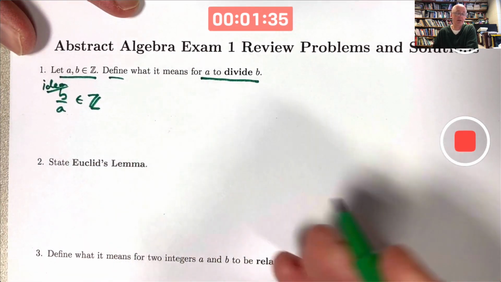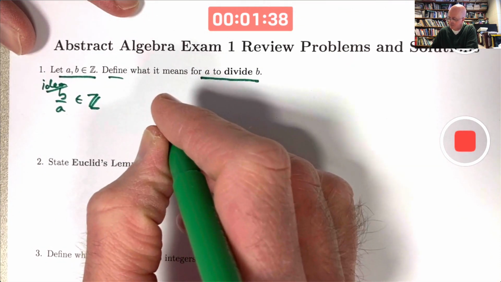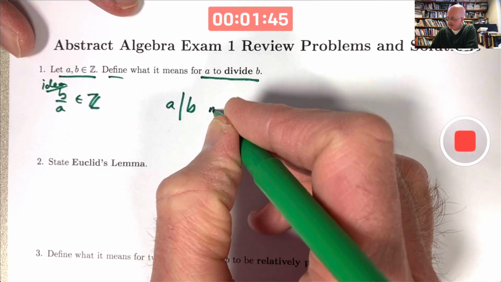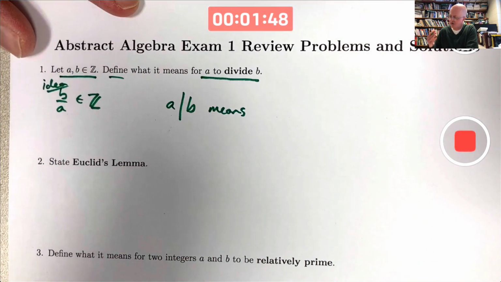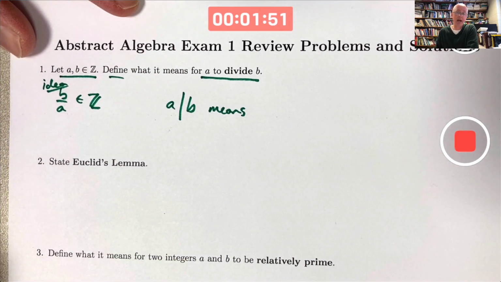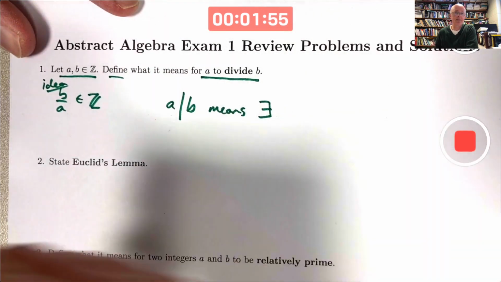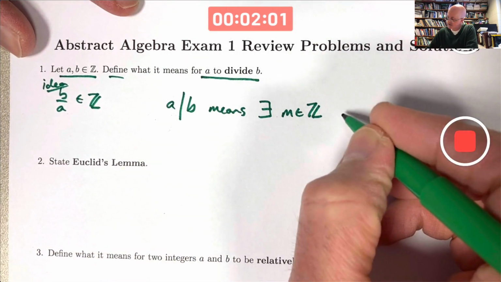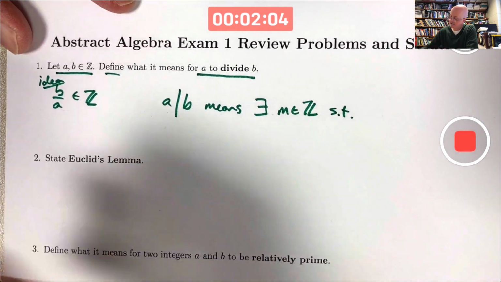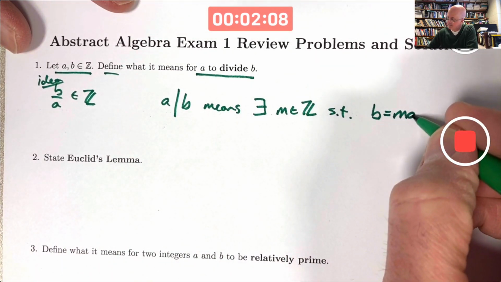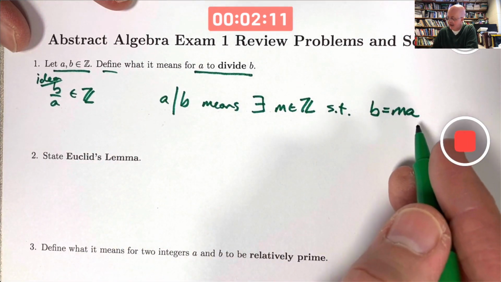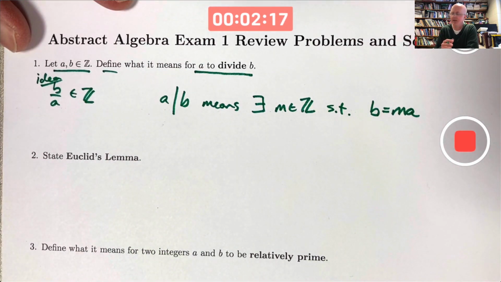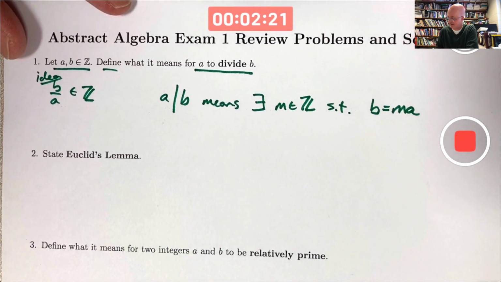Instead, what we want to do is we want to think of it in terms of multiplication. A dividing B, written like this, A with a vertical line, B, means A divides B, means there's some other integer, m, say, where B equals m times A. There exists, a backwards E means there exists, some integer m in the set Z of integers, such that, ST is my abbreviation for such that, B equals m times A. That means A divides B. A is a divisor of B. A divides evenly into B. All those mean the same thing. You could also say A is a factor of B, is another way to say that.